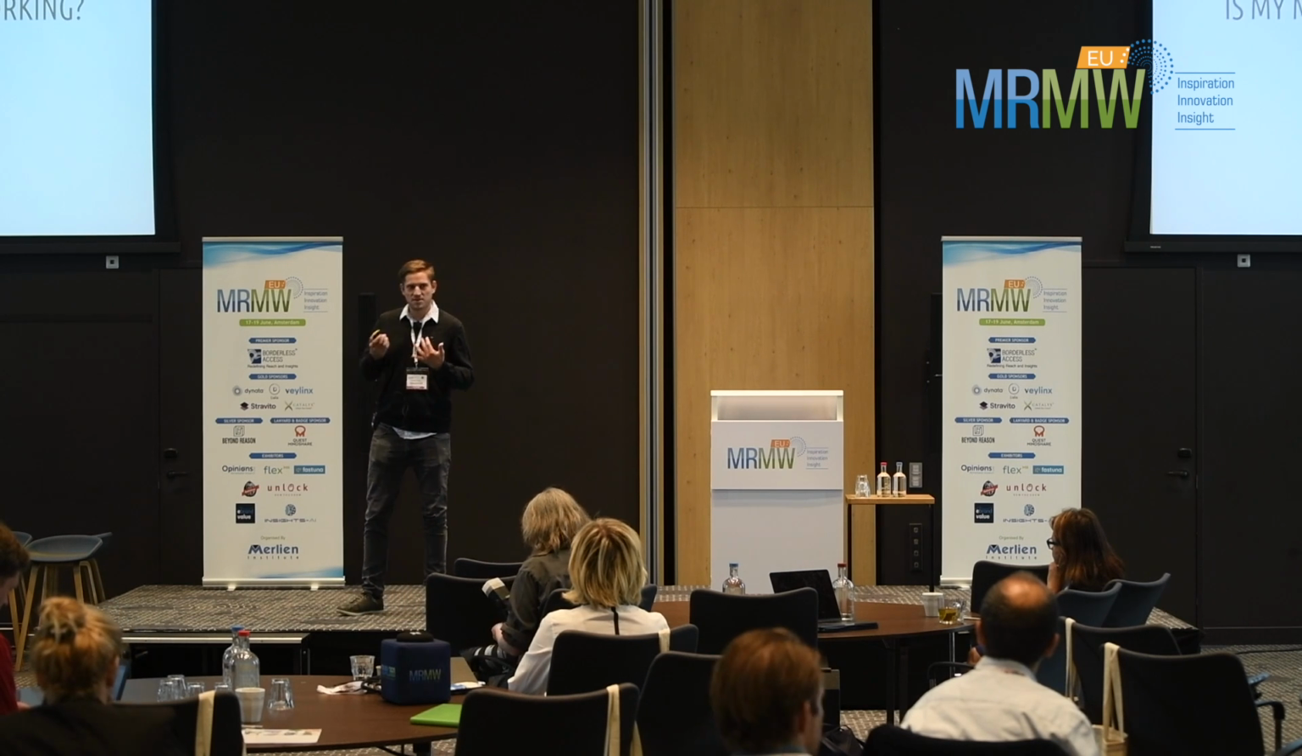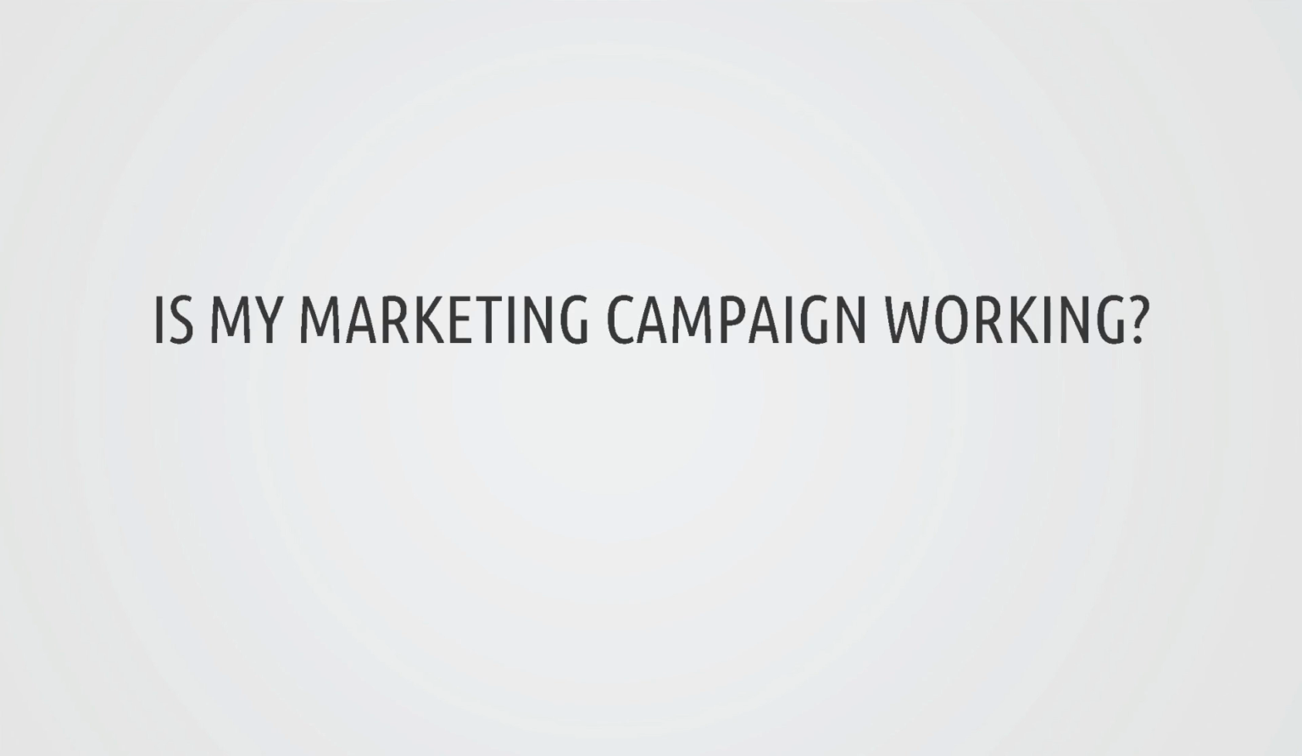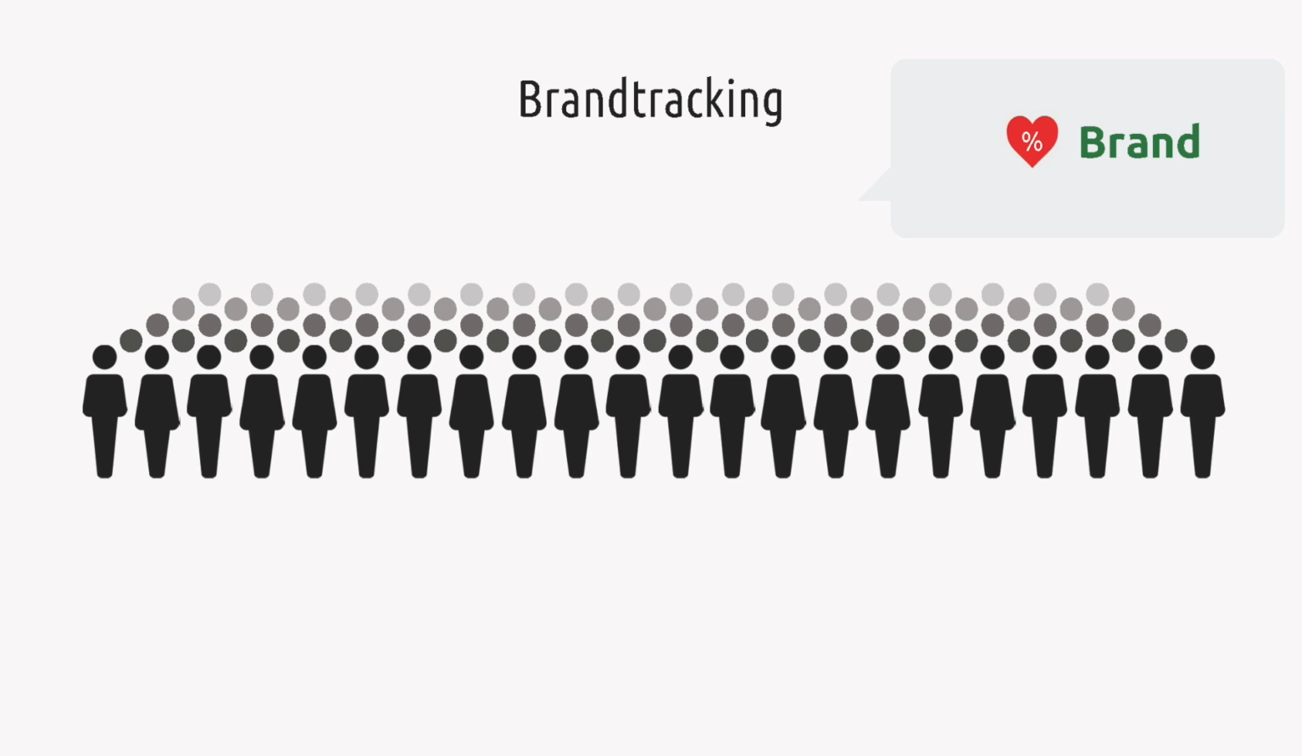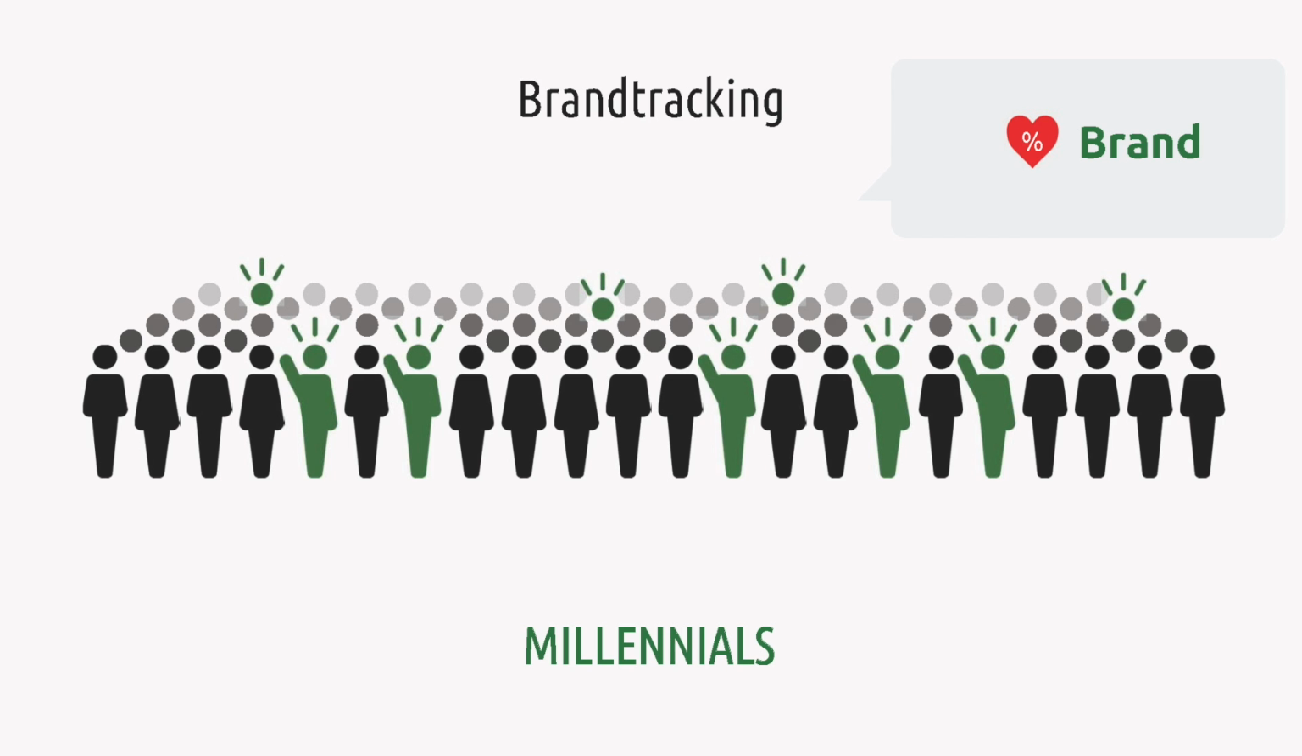So we as researchers are trying to avoid such costly mistakes. So how do we do that? How do we measure if a marketing campaign is working? What we typically do is brand tracking. So we ask a bunch of people questions about the brand, whether they like it or not. And among the people that we ask, we look at the millennials to see if the marketing campaign had any effect on them.